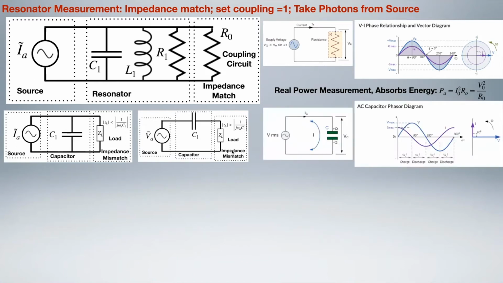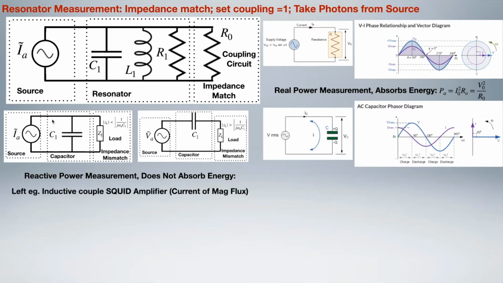Let's have a look at the case where your device is a capacitor. Your capacitor is charging and discharging from the source, and your voltage and current are out of phase. That's why we need impedance mismatch. Reactive power measurements do not absorb energy.